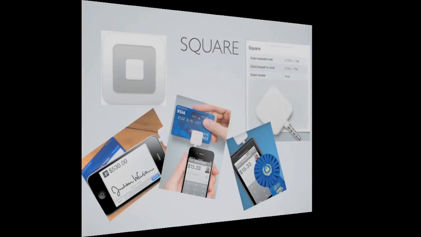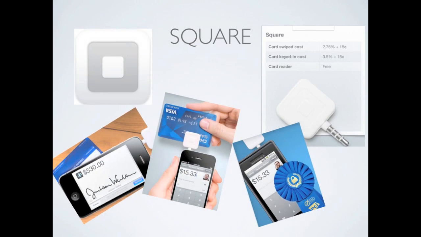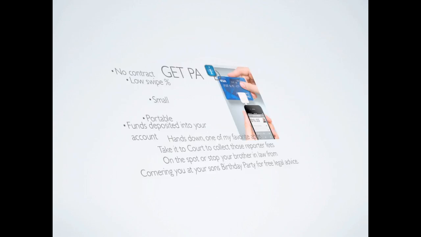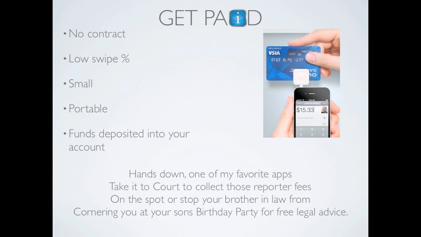Now we're going to talk about something near and dear to my wife's heart. That's getting paid. Square is what we use. Square is this nice little gizmo that you hook into the top of your iPhone or your iPad in order to get paid. There's no contract. There's a lower swipe rate than what we were currently using. It's small. It's portable. The funds are deposited directly into your account. It's one of our favorite apps. We can take it to court and collect court reporter fees from our clients on the spot.